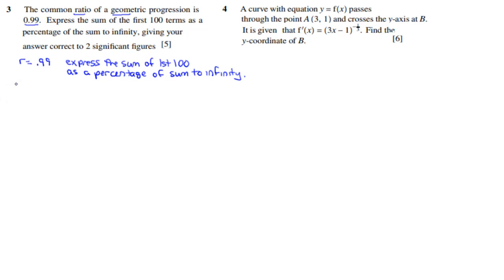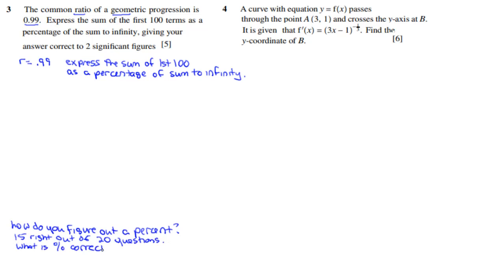So with this, it's kind of helpful if you know what it means to find a percent. So let's think about this. How do you figure out a percent? We'll use an example that you're probably pretty comfortable with. If I got 15 right out of 20 questions on a test, what percent correct did I get? Well, that's 15 over 20, and then that gives me 0.75, and I multiply that times 100 to give me a 75%.